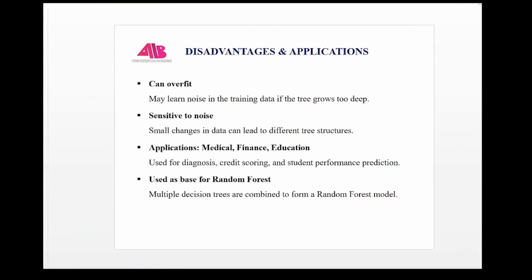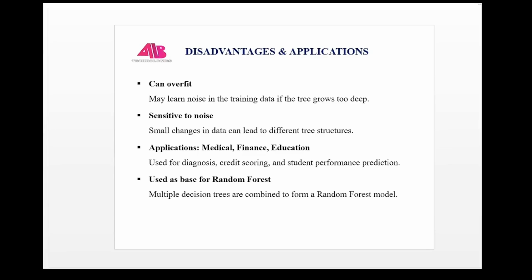Finally, let's look at the limitations and applications of decision tree. One common issue with decision tree is overfitting. If the tree grows too deep, it may start learning noise from the training data, which can reduce performance on new and unseen data. Decision trees are also sensitive to noise. Even small changes in the data can lead to a completely different tree structure.